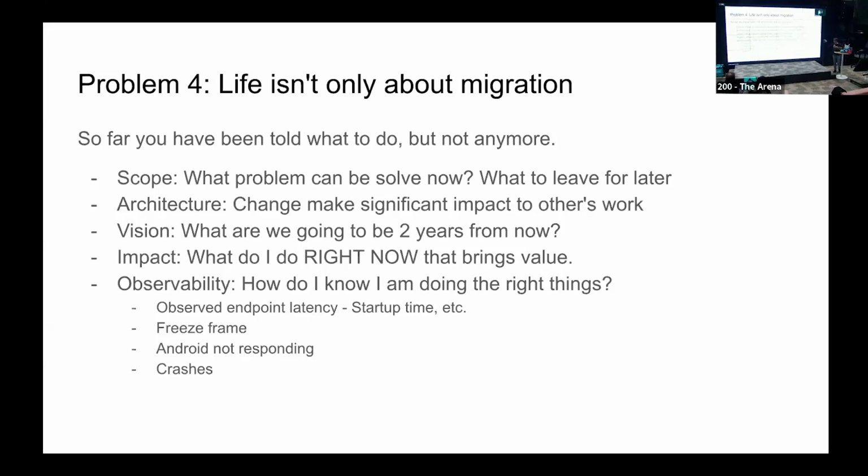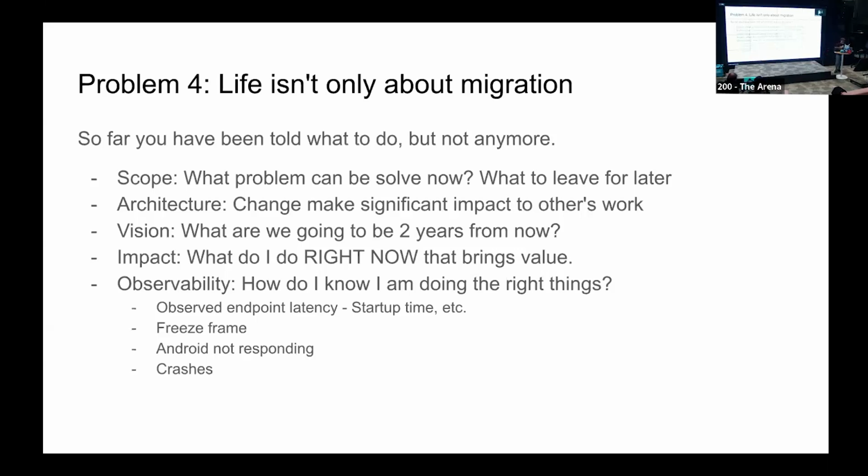This is what we are actually having at the moment, 3 different migrations: to Compose, to coroutines, to modularizations. And each of these are very important. But how do you justify this to the business side of things? How do you say that this change will enable us to do so much 2 years from now?